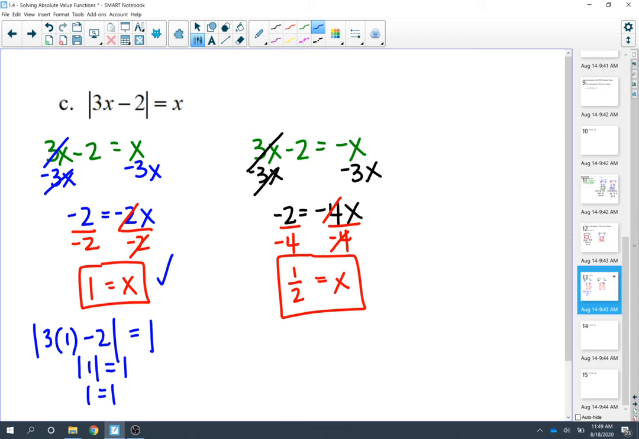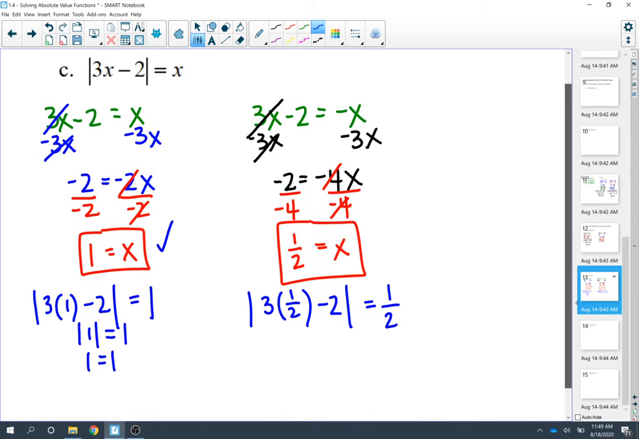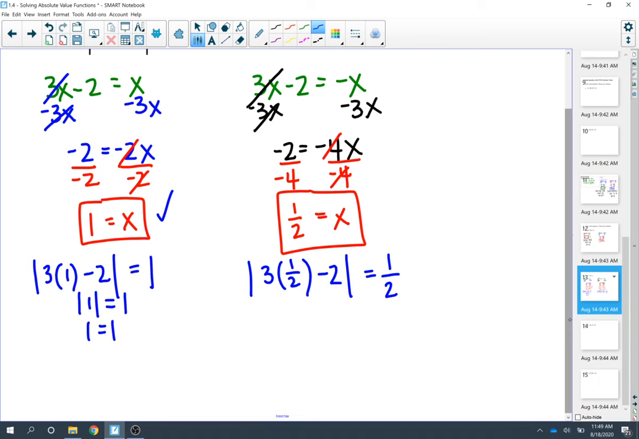Now we're going to try 1/2. So we're going to have the absolute value of 3 times 1/2 minus 2 equals 1/2. Now, if you are freaking out because this is a fraction, that's okay. Go get Desmos. I'm going to do this one without Desmos, but you can use Desmos. So we've got the absolute value of 3 times 1/2 is 3/2 minus 2, equals 1/2. If I try to do 3/2 minus 2, I'm going to have to find a common denominator.